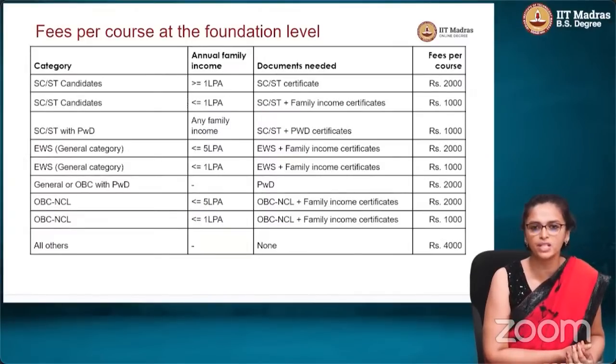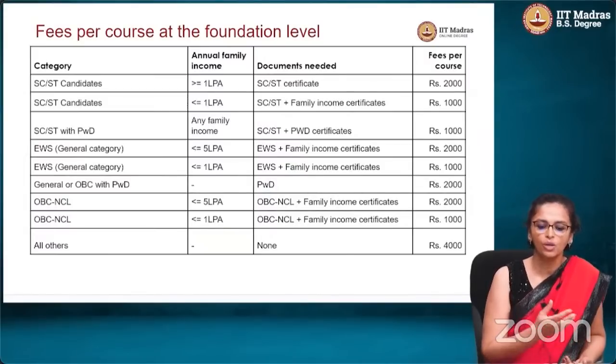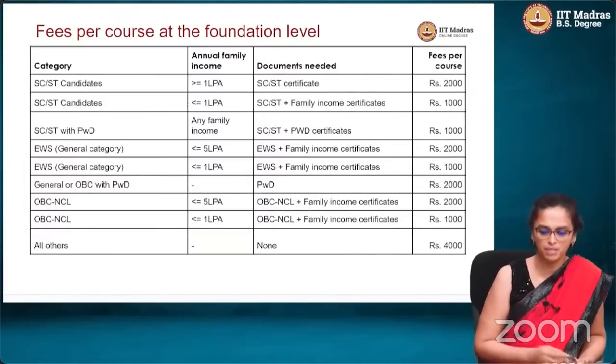And the documents that are needed for us to extend this waiver are given here. So, it could be a combination of the SC/ST certificate with the family income certificates, the EWS certificate with the family income certificates, the PWD certificate, or the OBC NCL with the family income certificates.